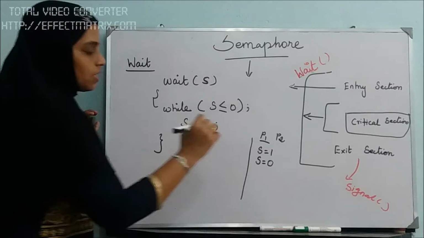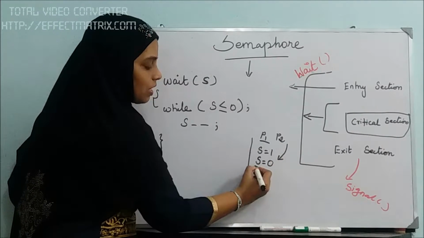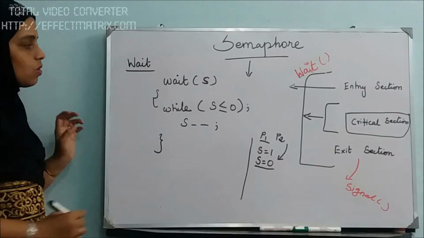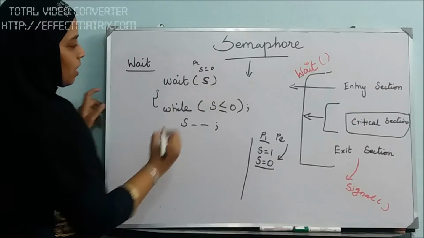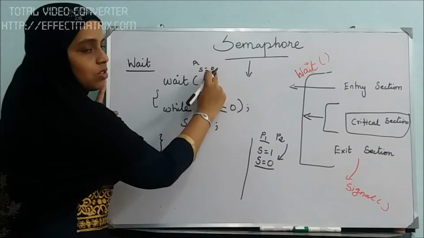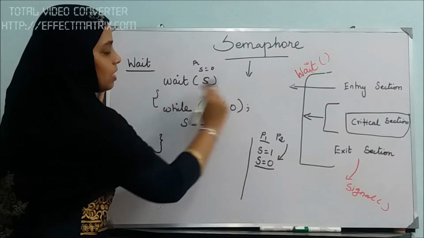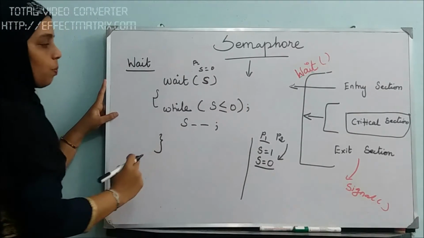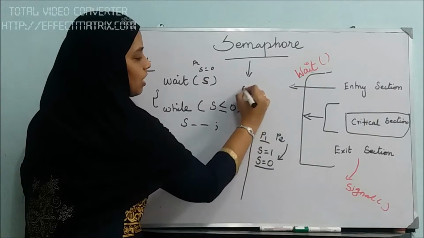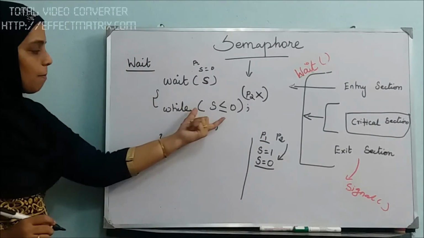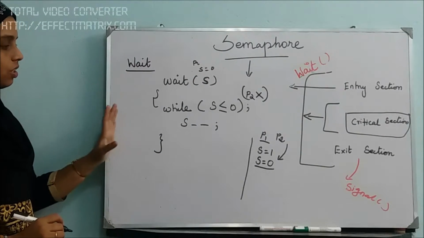Now, at the same time, process P2 wants to execute the critical section, so it takes the s value. P2 checks the value, and s is now equal to 0. So when it checks the condition s less than or equal to 0, it will be trapped by the loop. So P2 is not allowed inside the critical section. It will be trapped by the while condition. That is the structure of the operation.